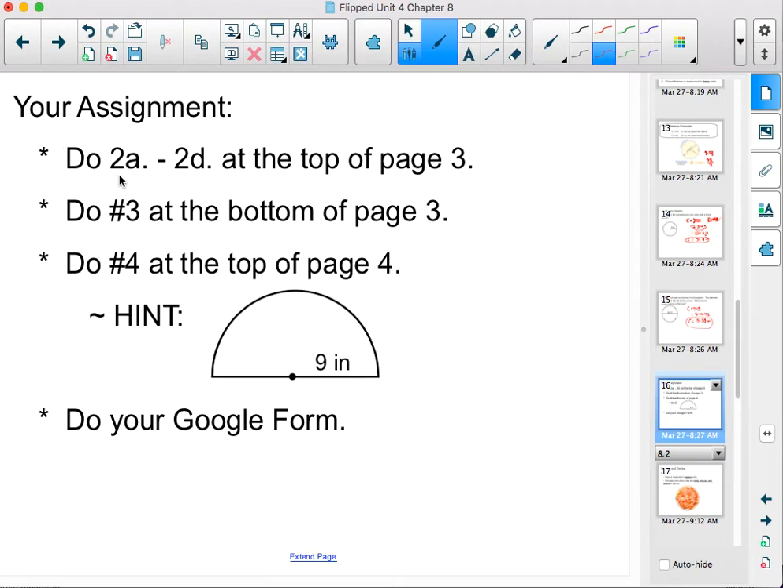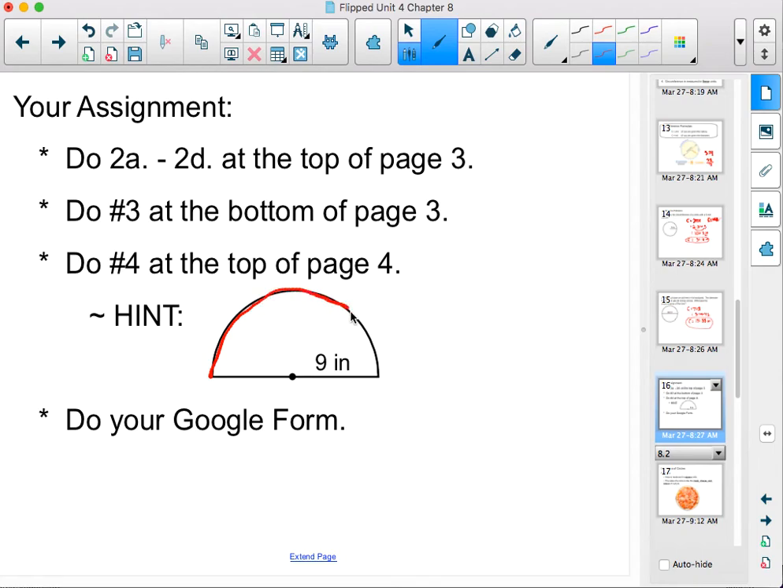Your assignment for tonight, do 2a through 2d at the top of page 3. You should have already done this when we paused the video. Do number 3 at the bottom of page 3, and then I want you to do number 4 at the top of page 4. So I'm going to give you a hint here.